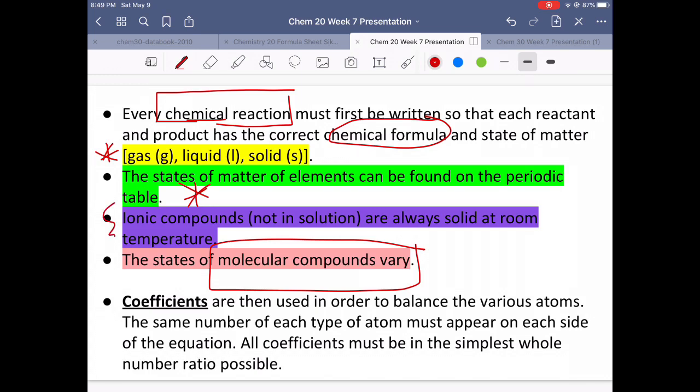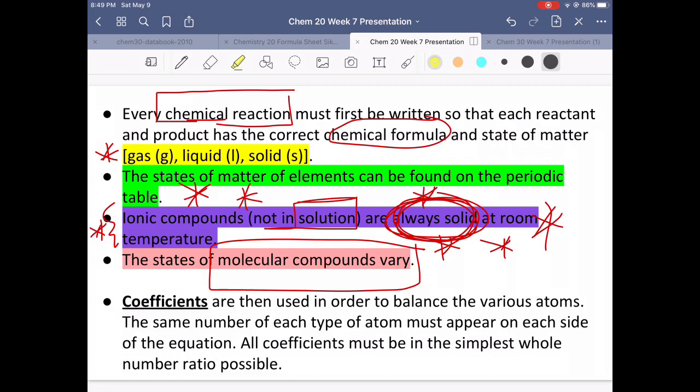When you get to ionic compounds, these ones are a little more complicated. If they are in solution, you have to look at the solubility table. But now this is potentially new to you, and memorize it, please. If there is no water present and it's room temperature, they will always be a solid. Okay, that will come into play. So again, that's for ionic compounds when there is no water.